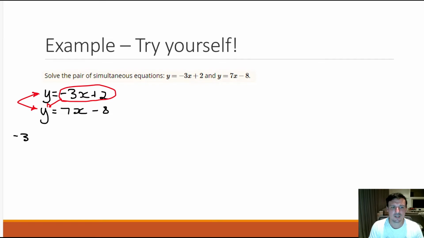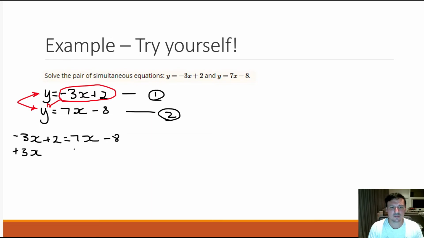So I can write that as negative 3x plus 2 equals 7x minus 8. So I've substituted equation 1 into equation 2 in this case. Now we would solve it. So we're going to add 3x to both sides because I like to work with positive numbers. You can subtract 7x, that's perfectly fine as well.